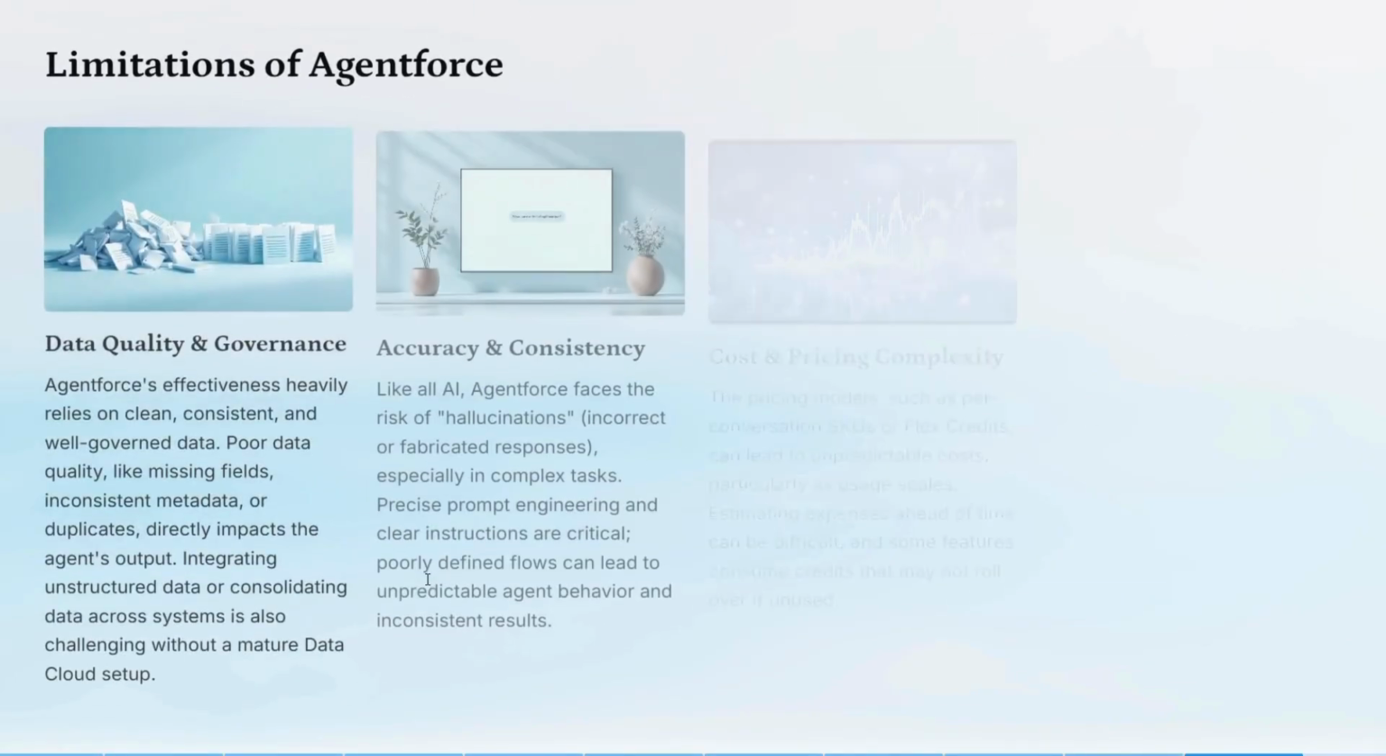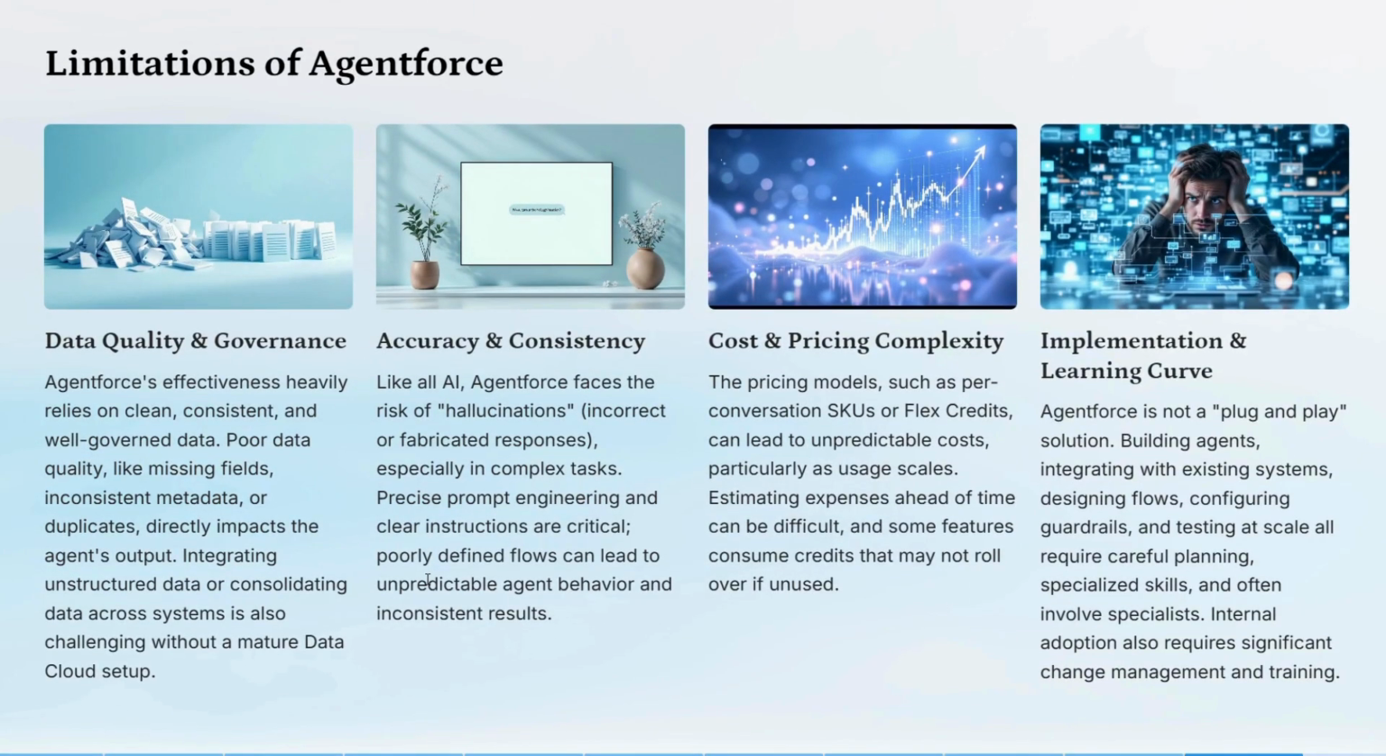Let us discuss some limitations. As we know, if everything is happening, there might also be some limitations. Limitations of Agentforce or AI: first, data quality and governance. As I already mentioned, agents work on the data that we provide. On the basis of this data, the agent will give the answer and provide the solution. So if the data is not proper, it is possible that it will provide a poor result. Next is accuracy and consistency.